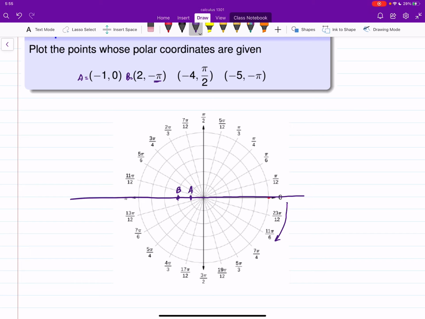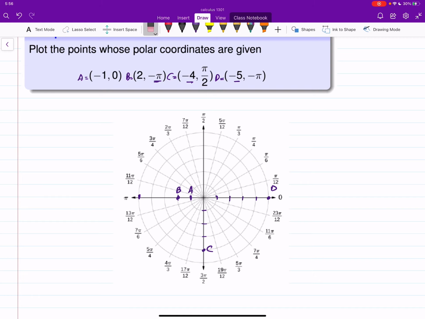Pi over 2, so that is the ray for pi over 2, and negative 4. If it was 4, I would go for that, but now, since it's negative, I have to go in the opposite direction. This is C. Let me clean a little bit here. And the last one, negative pi, which is this ray, and negative 5. If it was 5, I would pick 5 from here, but I have to go in the opposite direction. This is D.